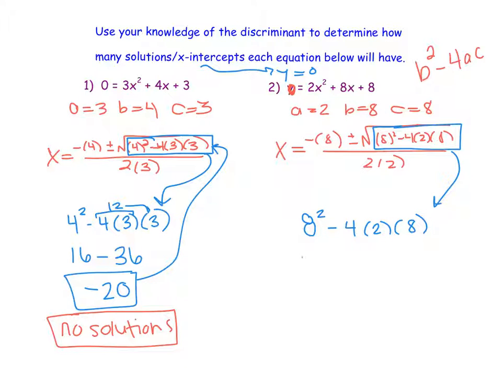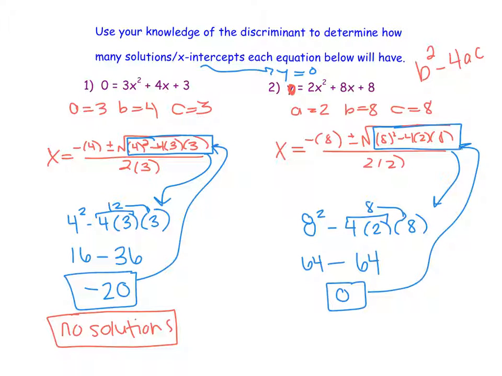Well, I know 8 squared is 64. 4 times 2 is 8, and 8 times 8 is 64. So I have 64 minus 64, or 0. And I know that when my discriminant, or my value underneath the square root, is 0, I'm going to have one solution. Because if I use that quadratic equation, I'm going to get the same value twice.